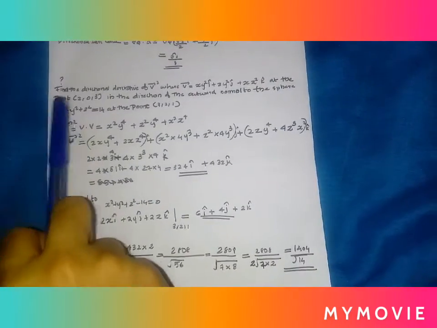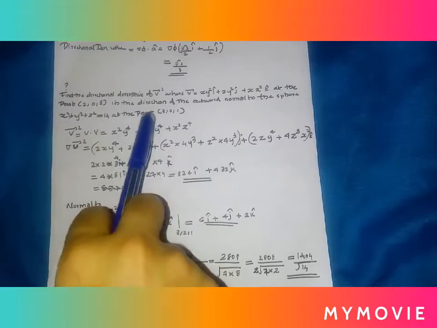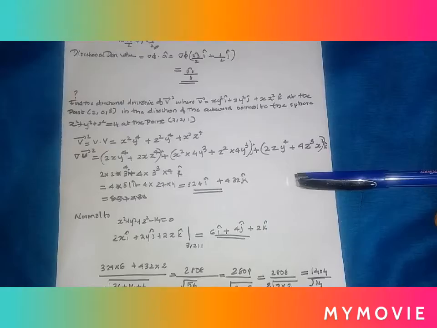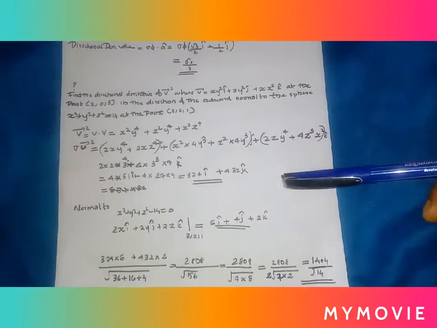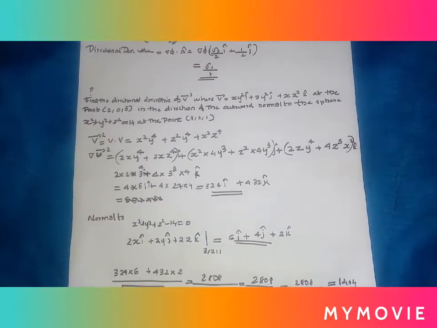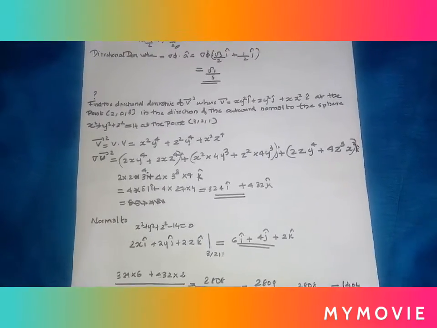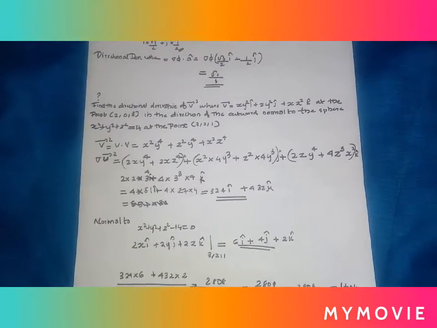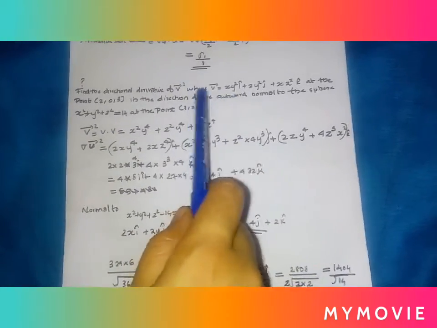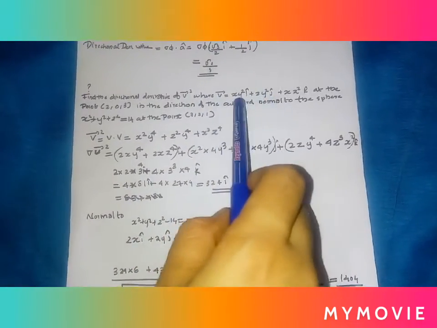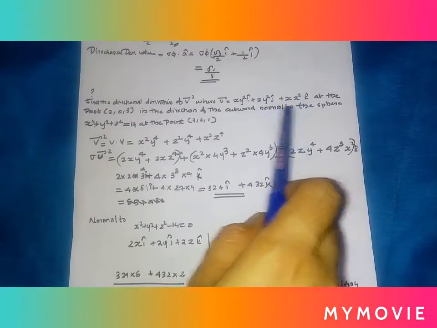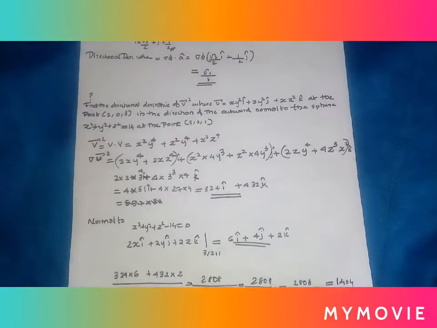At the point (2, 0, 3), in the direction of the outward normal to the sphere x² + y² + z² = 14 at the point (3, 2, 1). So first we want to find v², because the directional derivative of v² is the question. So v dot v is v², so just the square of the coefficients, that is x²y⁴, z²y⁴, x²z⁴ is the v².